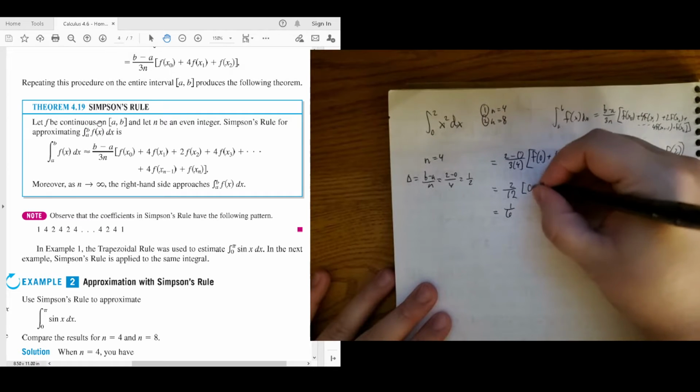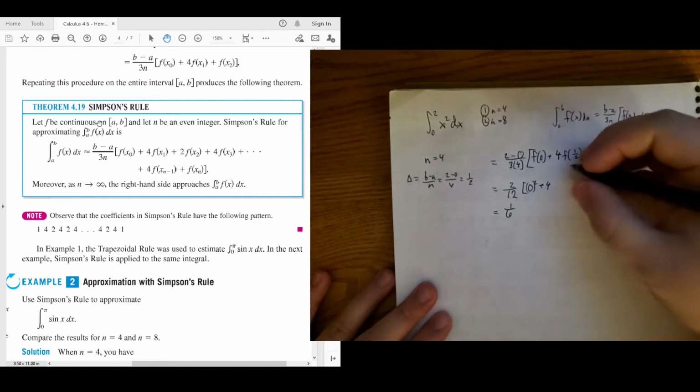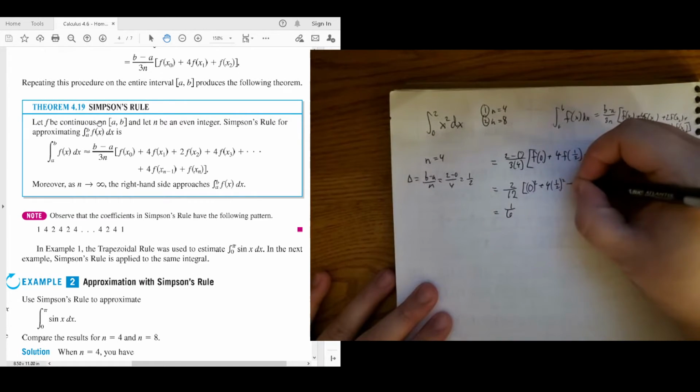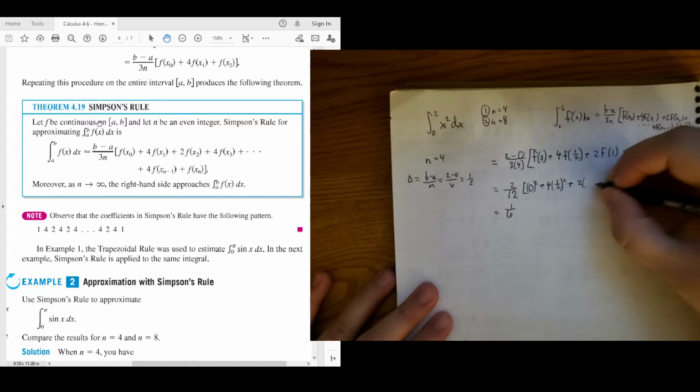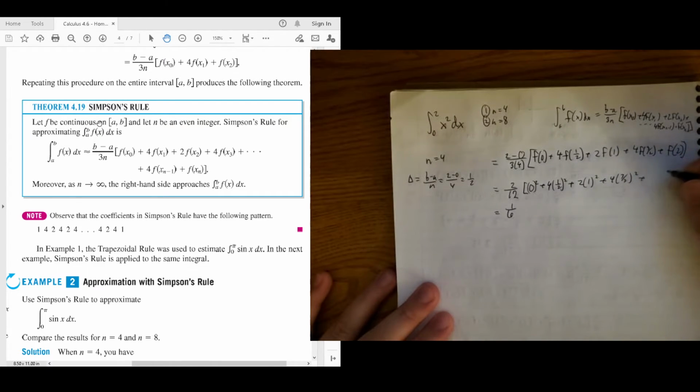F of 0 is 0 squared plus 4 times 1/2 squared plus 2 times 1 squared plus 4 times 3/2 squared plus 2 squared.